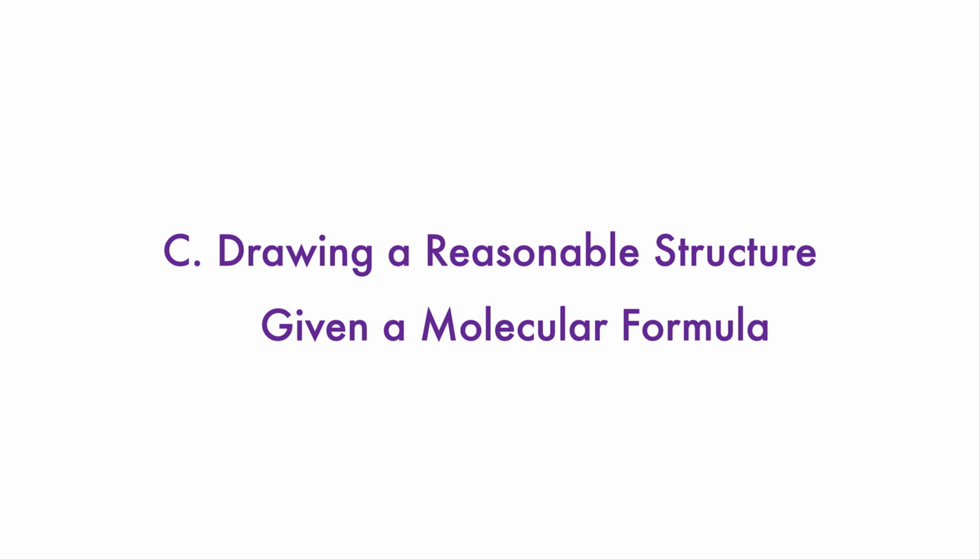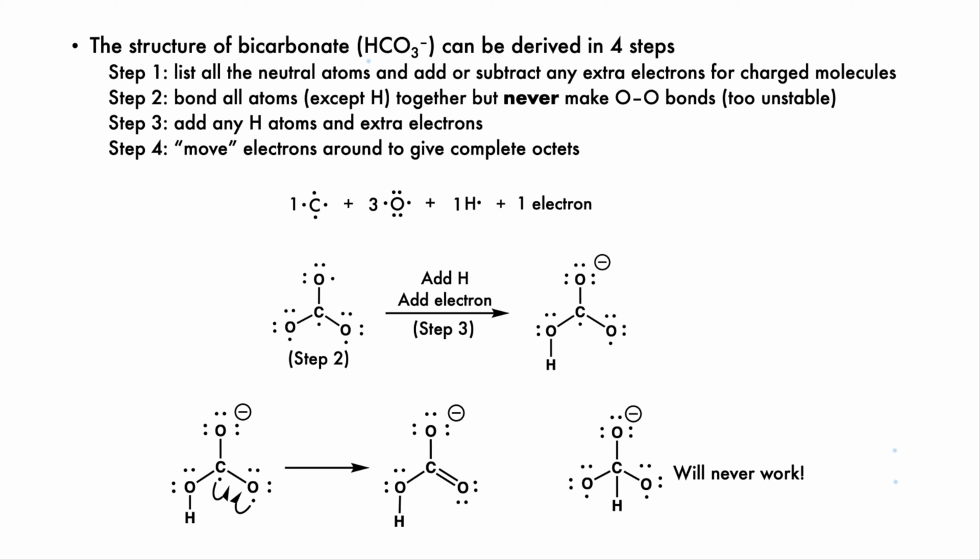Finally, we look at drawing reasonable organic structures if you are given a molecular formula. This is an excellent exercise to help you internalize the correct bonding in organic molecules. There is a logical way to approach these problems. Let's look at deriving the structure of bicarbonate using this set of rules. The first step is to list the Lewis dot structures of all of the neutral atoms and then add or subtract electrons if there is an overall charge. We make a list with 1 carbon, 3 oxygens, 1 hydrogen, and 1 extra electron.